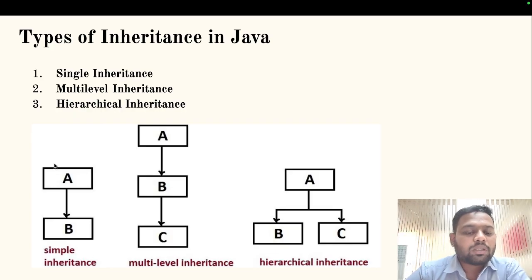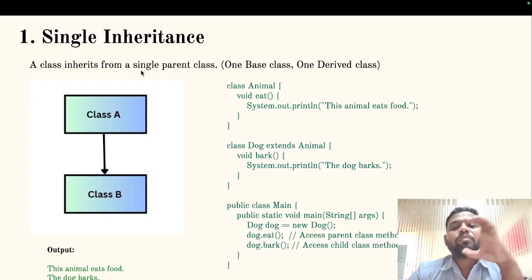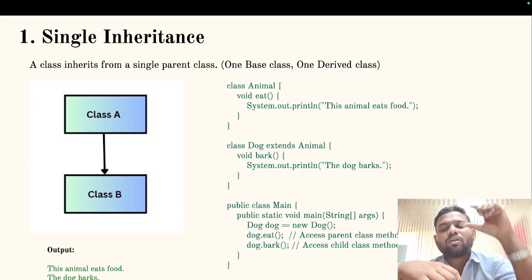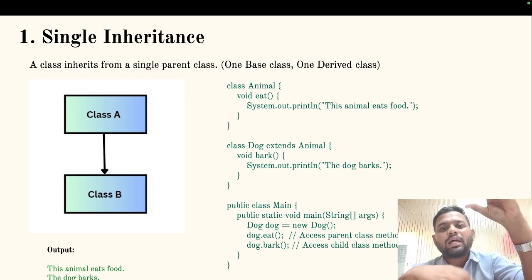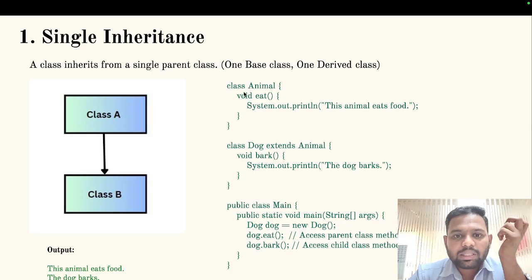Okay, so what is single inheritance? Let us discuss. In single inheritance, a class inherits from a single parent class. Here one parent class is there, one child class is there, one base class and one derived class you can say, or one superclass and one subclass.